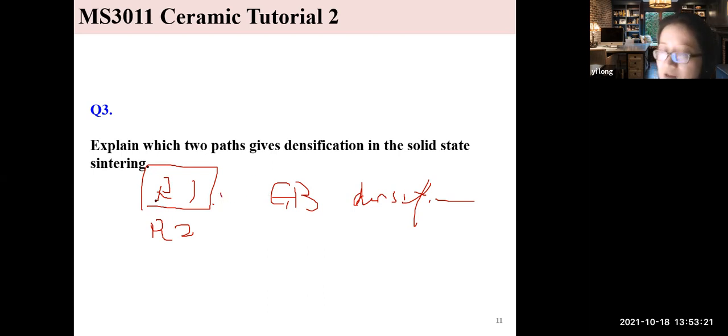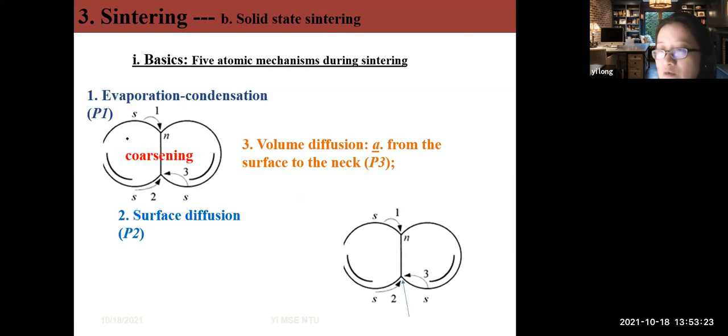Okay, remember that one. Now we said we have 5 atomic mechanisms. So 1, 2, 3 is very simple. You can see what happened in 1. Basically, atoms condensed from the vapor, because when you heat up, you always have atoms evaporated, right? So the atoms condense to what? To which place? They always go to where?